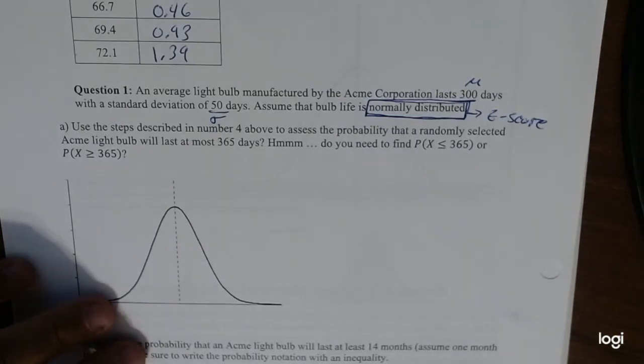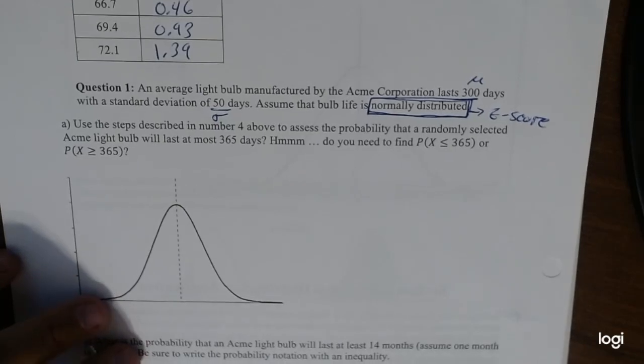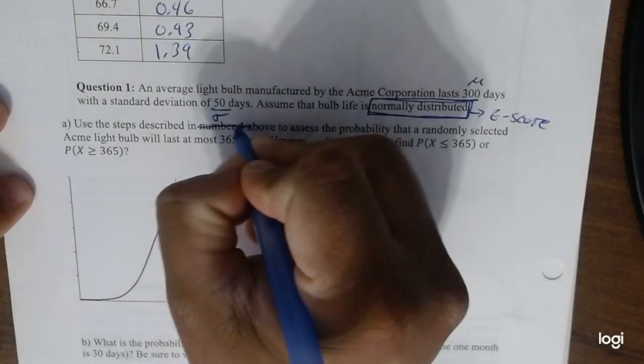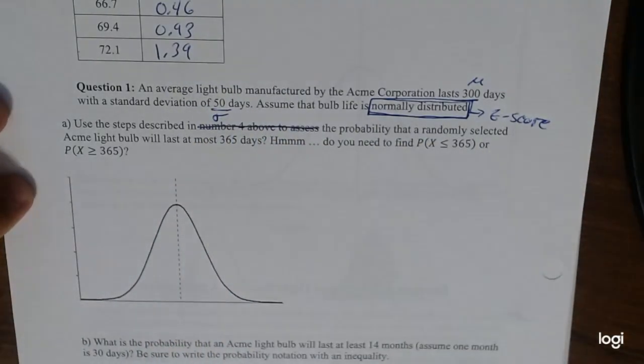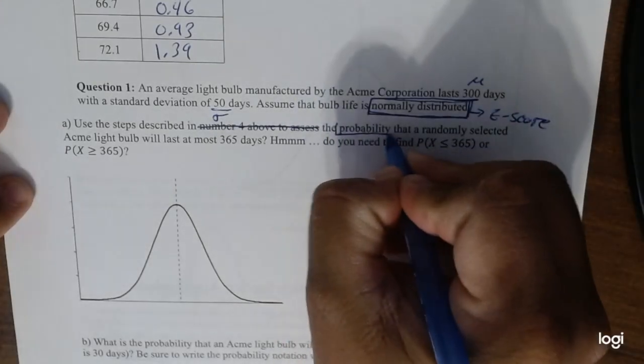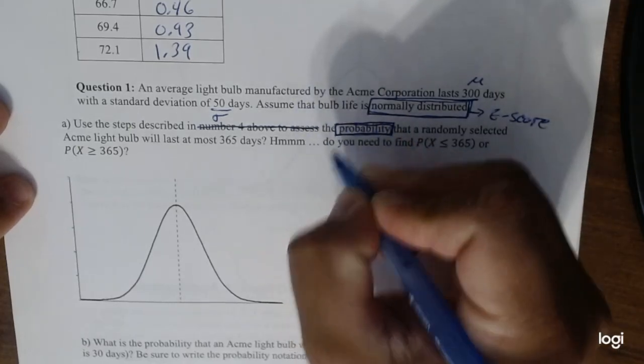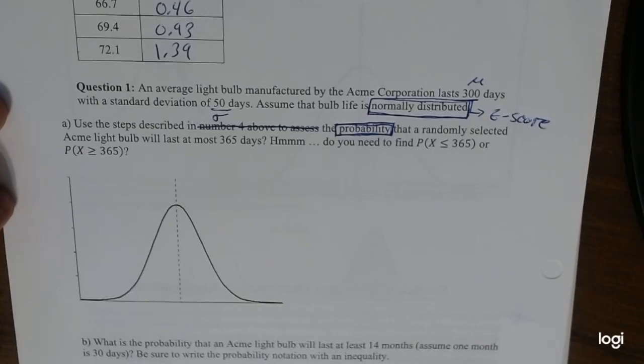Okay. So that's what we want to do. So now let's look at A. A says to use the steps described above, so we're going to just cross out number 4 because we're not doing that above. So use the steps described above to find the probability that a randomly selected light bulb will last at most 365 days. Remember, probability is another word for area. Area, probability, proportion all mean the same thing.